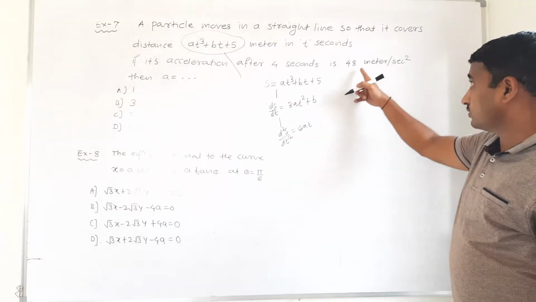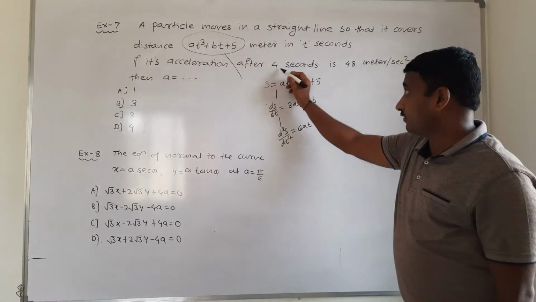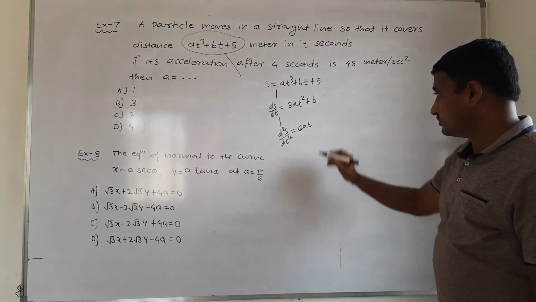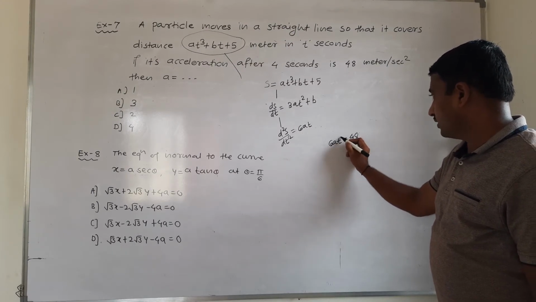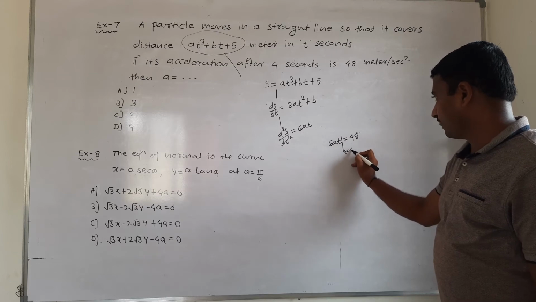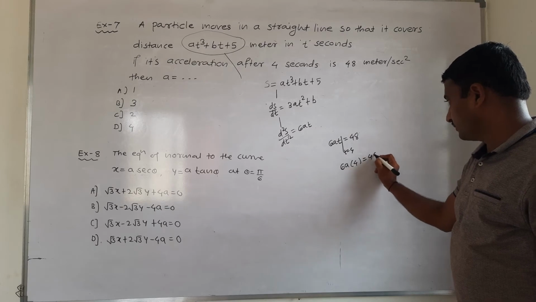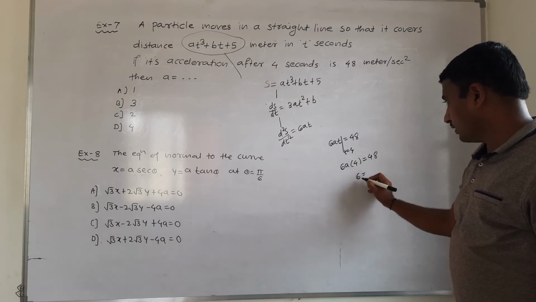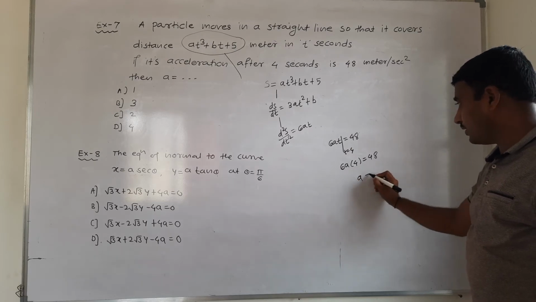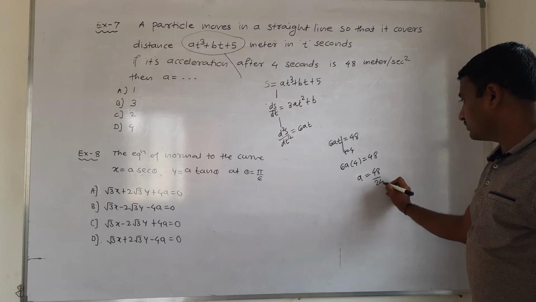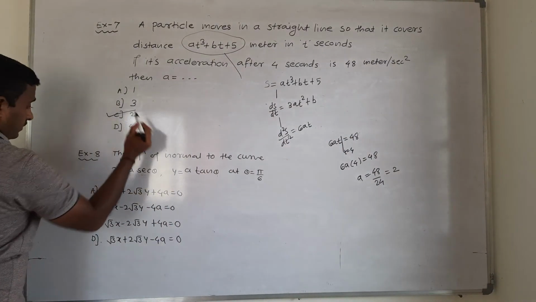Then this acceleration is 48 after 4 seconds, put t is equal to 4 in this, that is 6at equals 48 when t is equal to 4. 6a into 4 is equal to 48, that is a is equal to 48 by 24, it is just 2. Therefore the value of a is 2, C option.